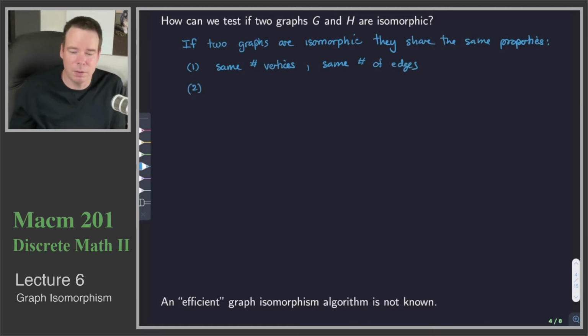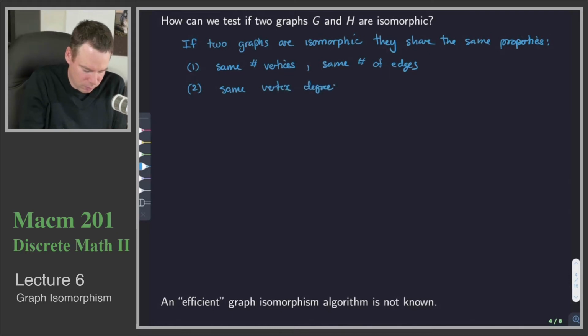What else would they have to have in common? Well, they'd have to have the same vertex degrees. If one of them has 3 vertices of degree 2, then the other graph has to have 3 vertices of degree 2, because that's a property of the structure of the graph. What about another property? Well, they'd have to have the same number of cycles of each length.